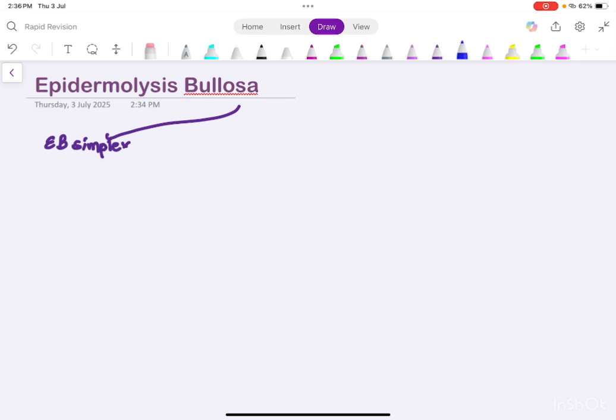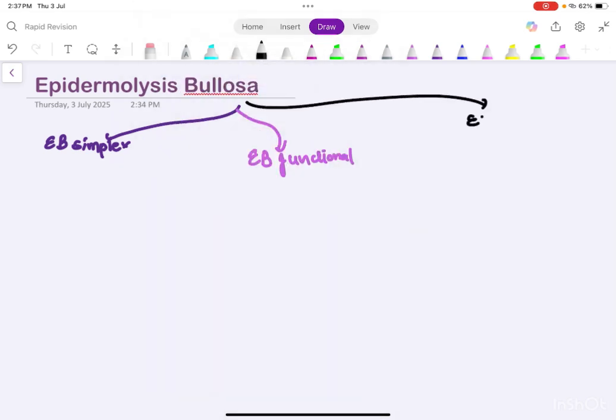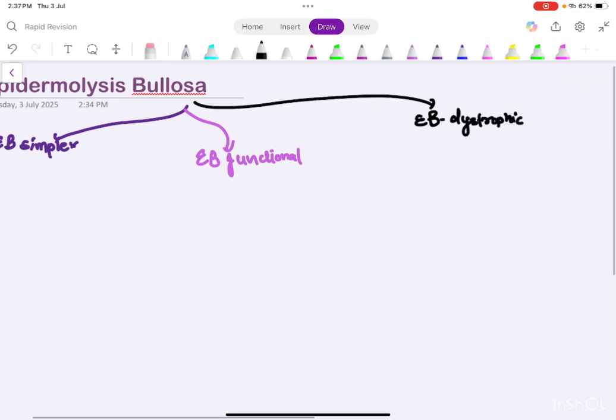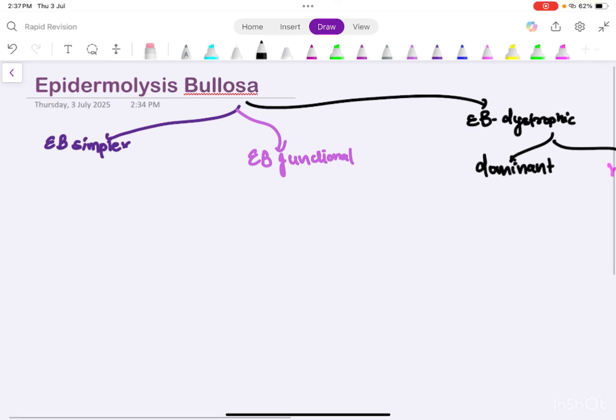Then we have epidermolysis bullosa junctional, and then we have epidermolysis bullosa dystrophic. Now this dystrophic is further divided into two. One is dominant and one is recessive. Alright, so let's start with epidermolysis bullosa simplex.